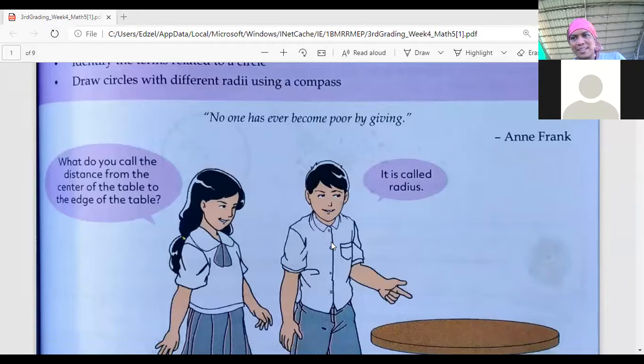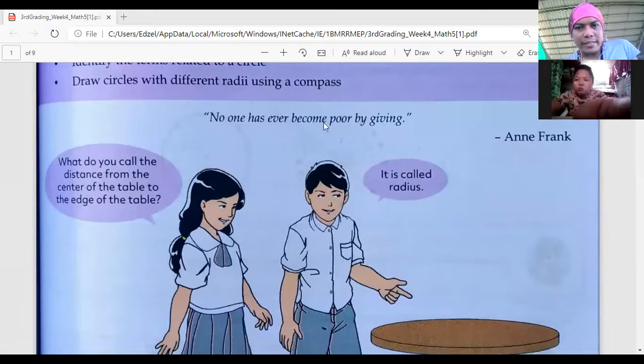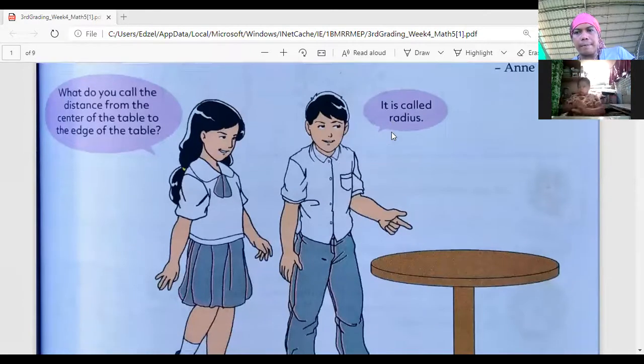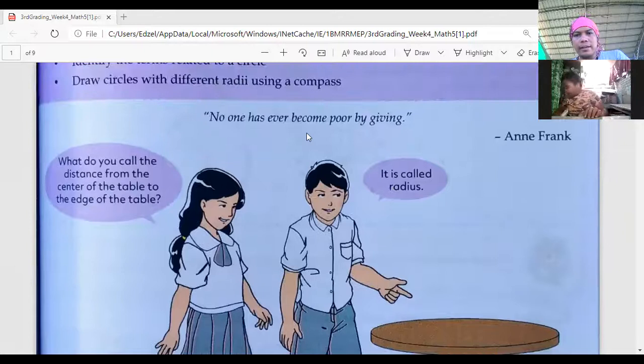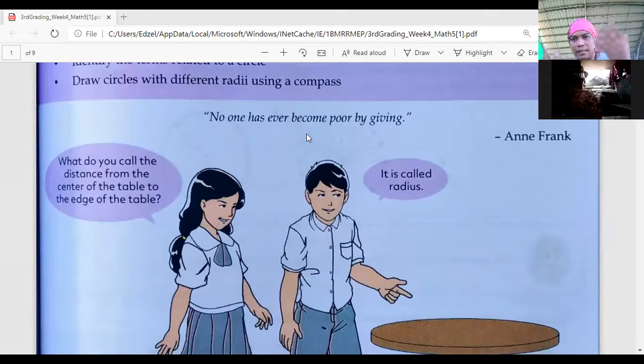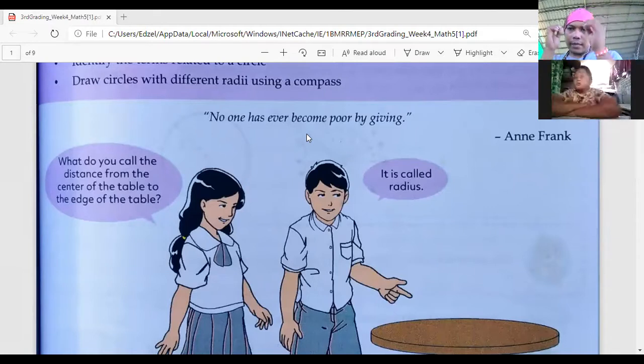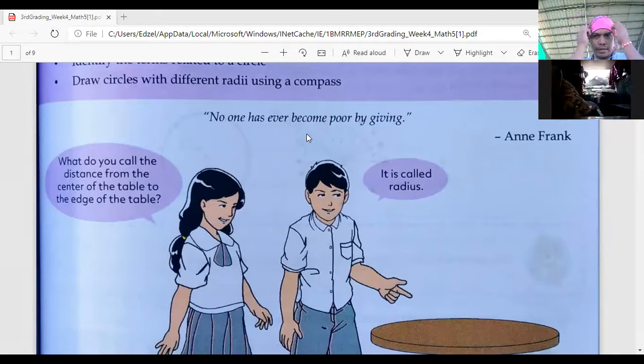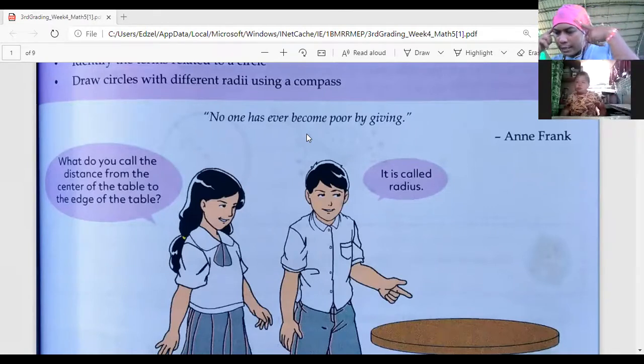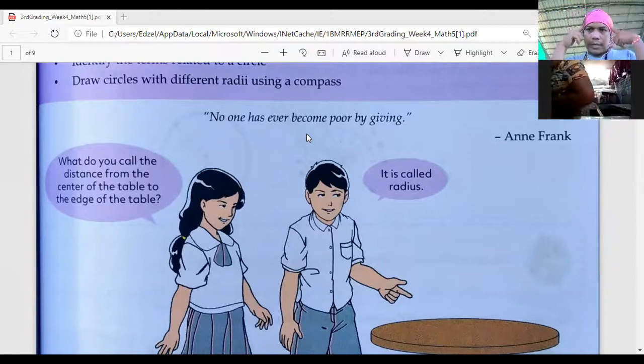saying. So, a good saying. No one has ever become poor by giving. That's from Anne Frank. Alright? Walay nagpobre tungod sa paghatag. Okay? Please take note. The value that you should put in your brain at this time is: learn to give. No? Especially now that it's Christmas. Learn to give.